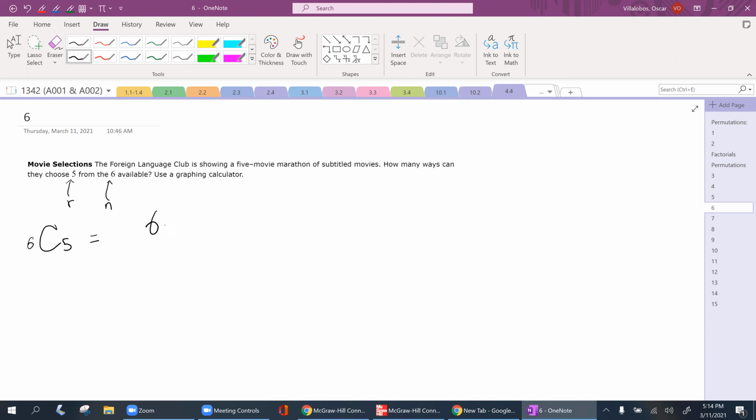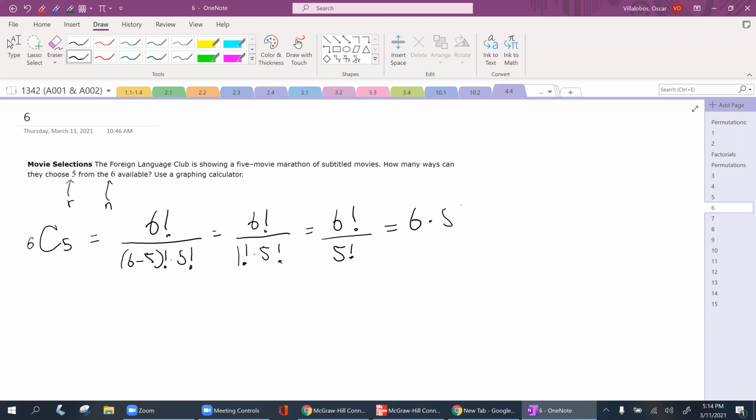Also with the formula, I'd have 6 factorial over 6 minus 5 factorial times 5 factorial, which is 6 factorial over 1 factorial times 5 factorial, which gives me 6 factorial over 5 factorial, and this is 6 times 5 factorial over 5 factorial. I know these cancel out, leaving me with just 6.